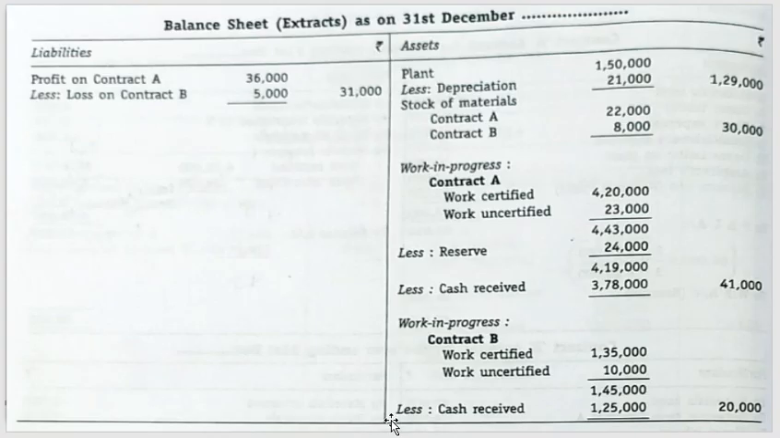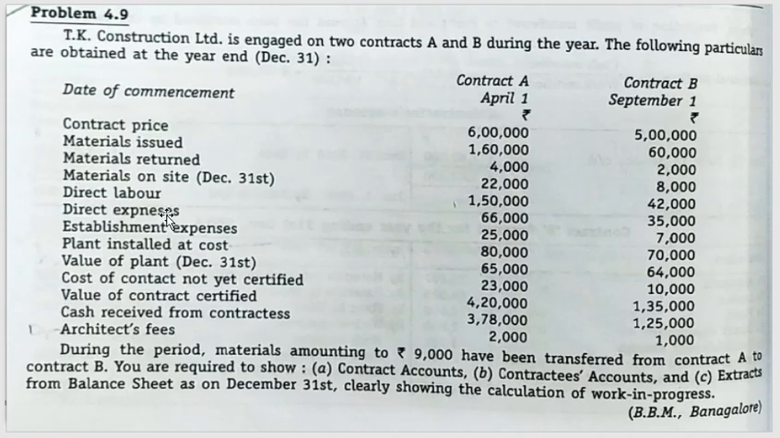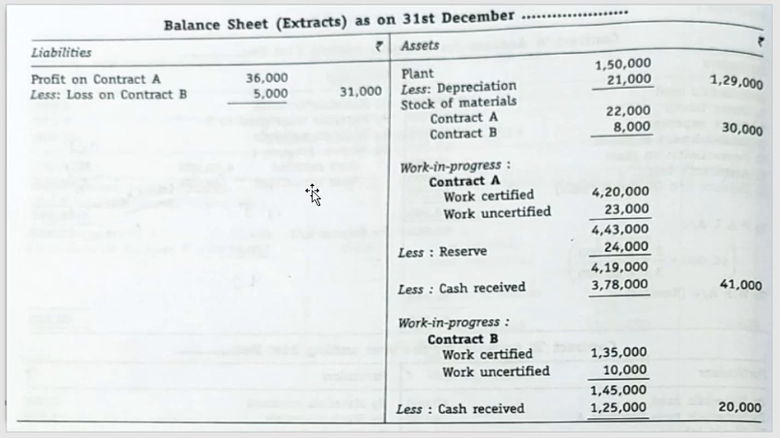1,25,000. So next they've asked us to prepare the balance sheet, your liabilities and assets. So we will take all the assets in the problem. We will take materials. The closing value of materials we will take 22,000 plus 8,000, which will give you 30,000. So we will show 30,000 as materials.